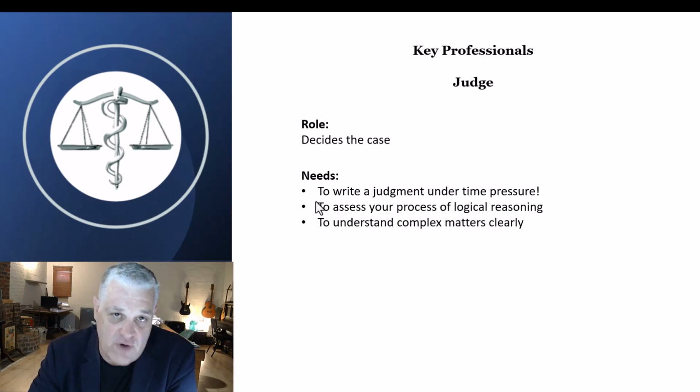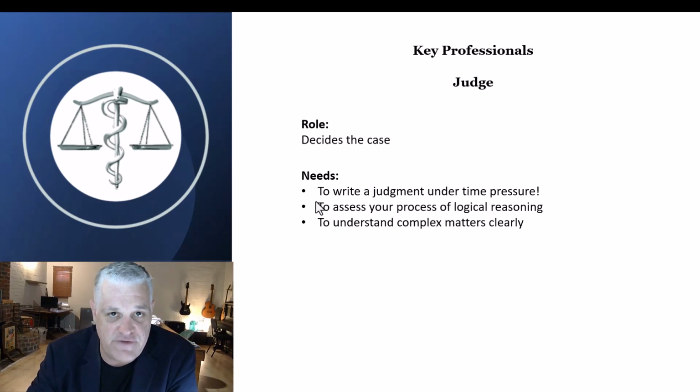They need to get it right, as we'll see in a moment, but they also need to get it right quite quickly. So they need to write a judgment under time pressure, and that judgment has got to be correct, because it could well be scrutinized by a higher court and will certainly be scrutinized by the advocates that appear before the judge. The judge needs to be able to assess the expert's process of logical reasoning.